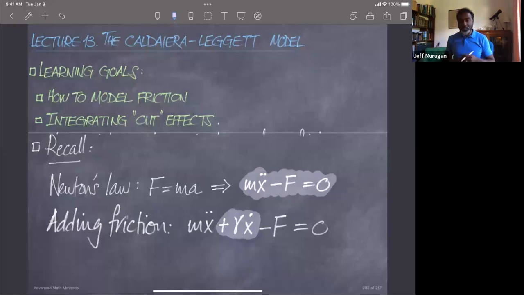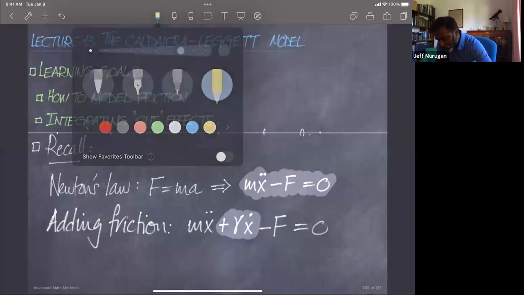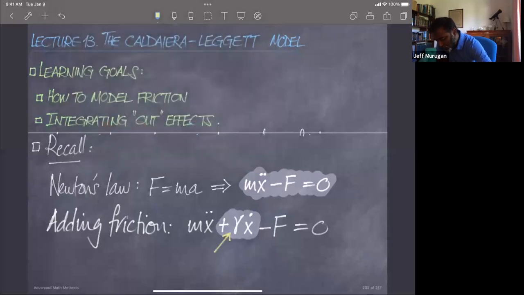What we want, as mathematical physicists, is to try and come up with a deeper understanding of where such a term might arise from. Okay, so this is what Caldeira and Leggett chose to do. The Caldeira-Leggett model of friction. So the question that we have here is, where does this come from?